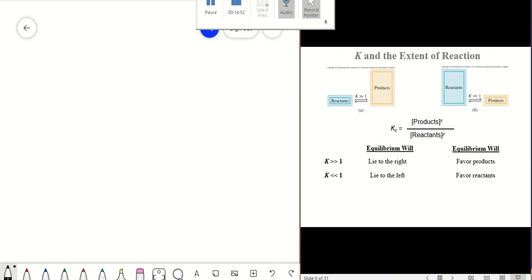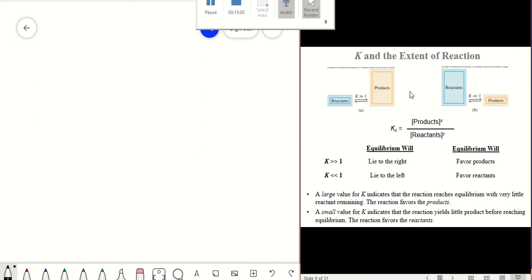So to sum it up, we can say that a large value of K indicates that the reaction reaches equilibrium with very little reactant remaining. The reaction favors the products. But a small value of K indicates that the reaction yields little product before it reaches equilibrium. So the reaction favors reactants. Okay.